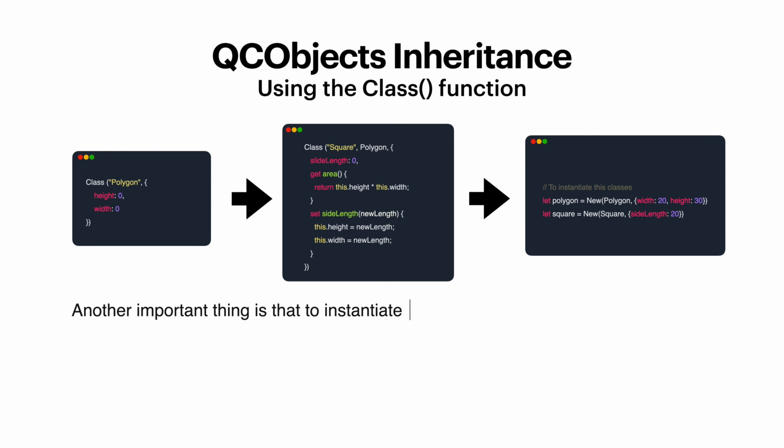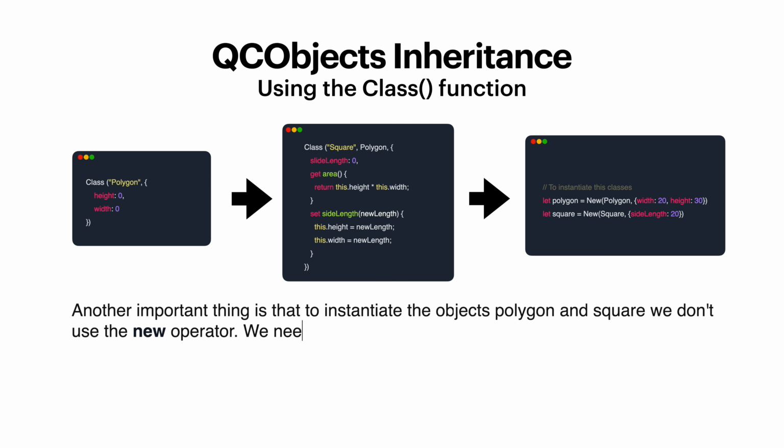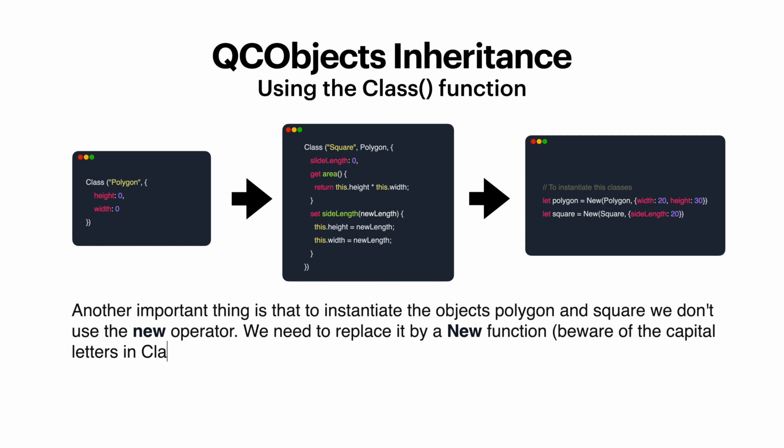Another important thing is that to instantiate the objects polygon and square, we don't use the new operator. We need to replace it by a New function. Beware of the capital letters in Class and New.